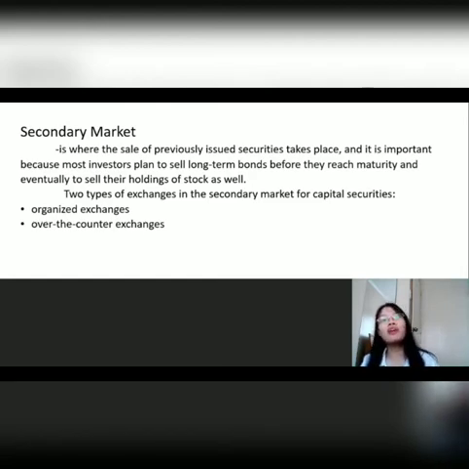There are two types of exchanges in the secondary market for capital securities. One is the organized exchanges and the other is over-the-counter exchanges. Whereas most money market transactions originate over the phone, most capital market transactions, measured by volume, occur in organized exchanges. An organized exchange has a building where securities, including stocks, bonds, and options and futures, trade.